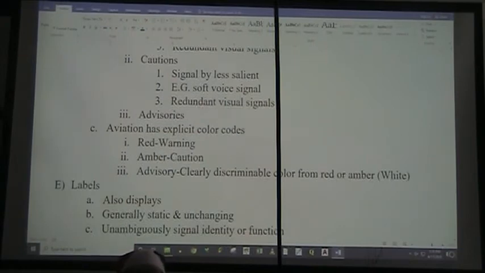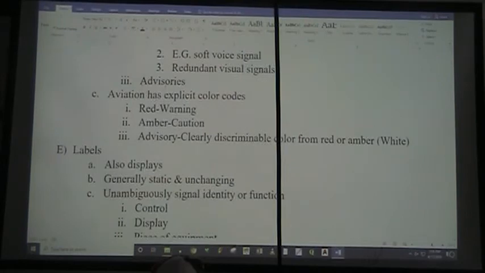All right, our next level of alert is a caution. We signal that by something less salient. We might use a soft voice signal, and it's still helpful to use redundant visual signals. And then the lowest level of alert is an advisory.